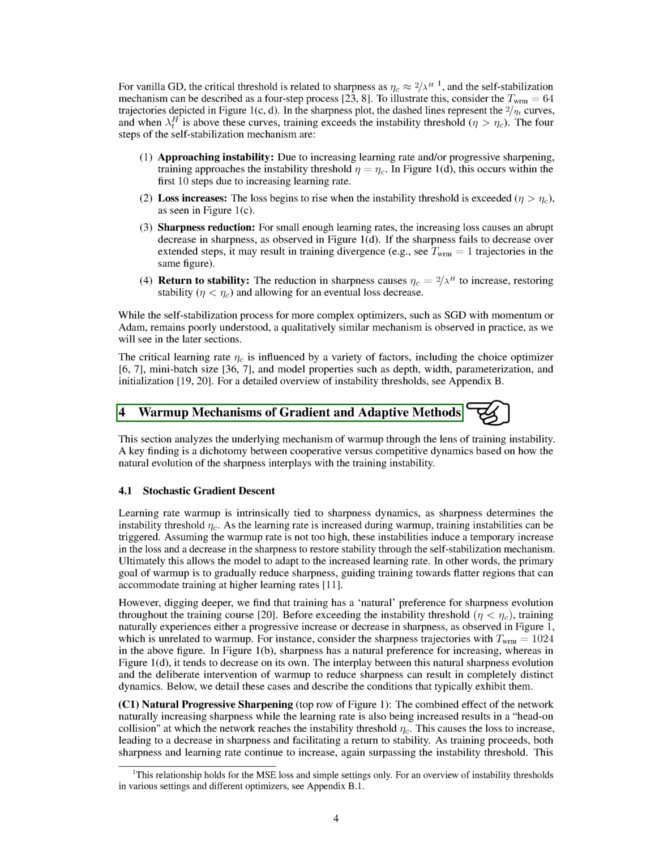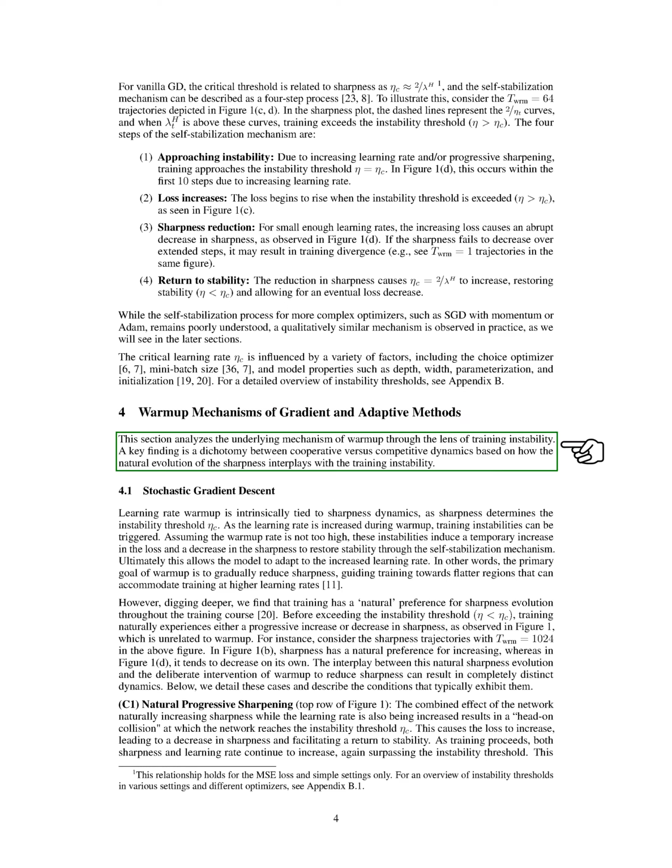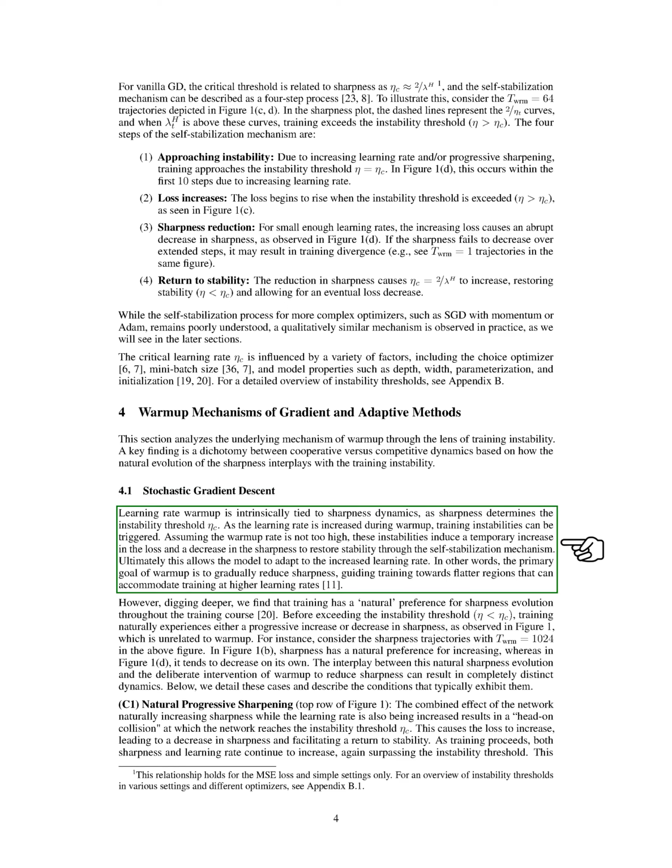Section: Warm-up mechanisms of gradient and adaptive methods. In this section, we analyze the underlying mechanism of warm-up in terms of training instability. We found that there are cooperative and competitive dynamics based on how sharpness evolves with training instability. When it comes to stochastic gradient descent, the learning rate warm-up is closely linked to sharpness dynamics. The sharpness determines the instability threshold, denoted as eta_c.